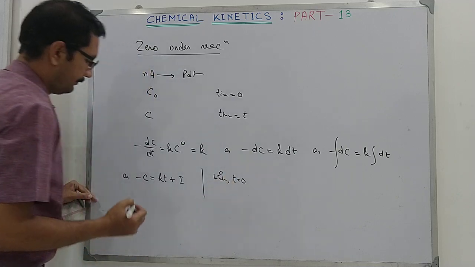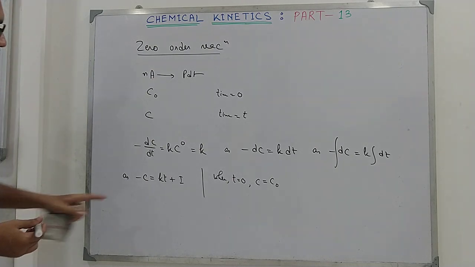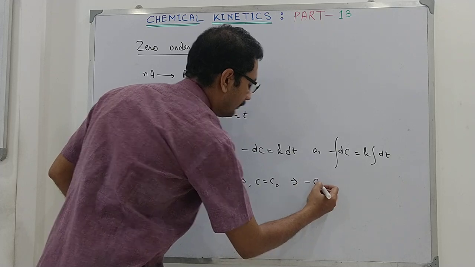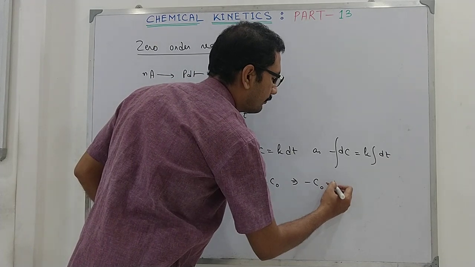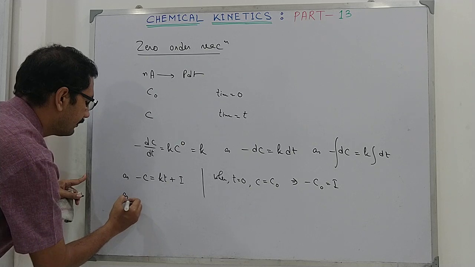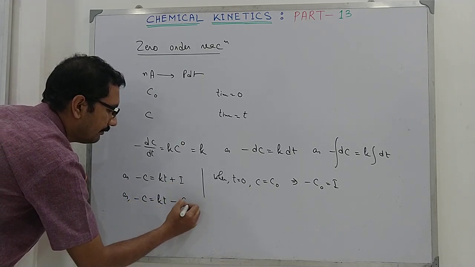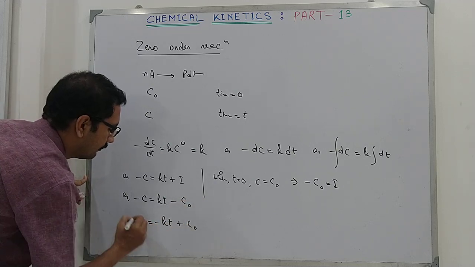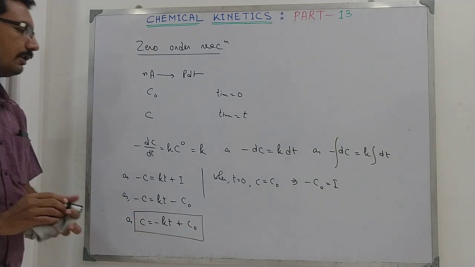When t equal to 0, C equal to C0. So you put in this equation, here we replace C by C0 and t is 0, so it is equal to I. Now if I substitute the value of I here, we have kt minus C0, or C equal to minus kt plus C0. This is the integrated rate equation for a zero order reaction.